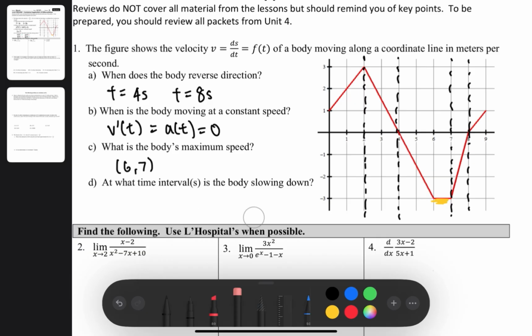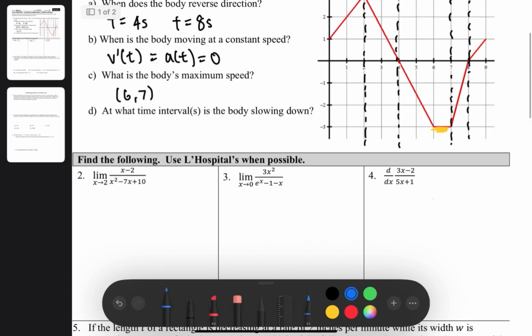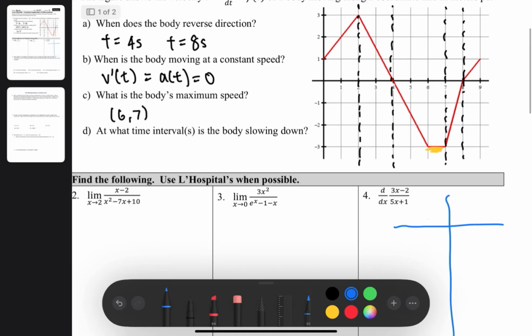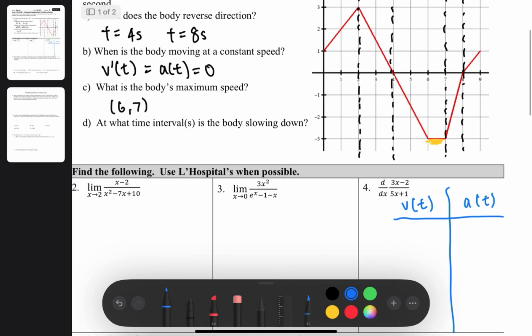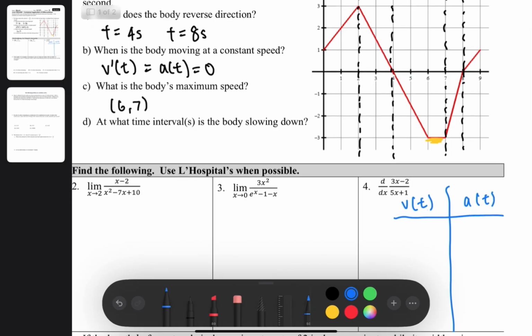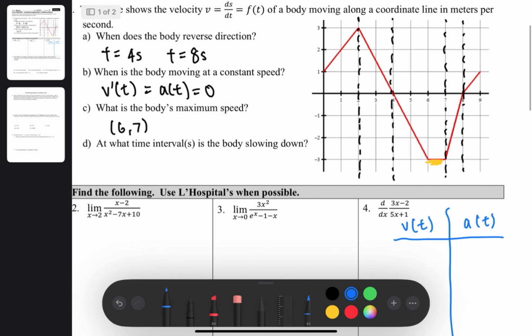Let me erase this just to make some space. Actually, no, let's do it down here. So let's draw a table. And let's write our velocity and our acceleration. Well, let's do the velocity side first.